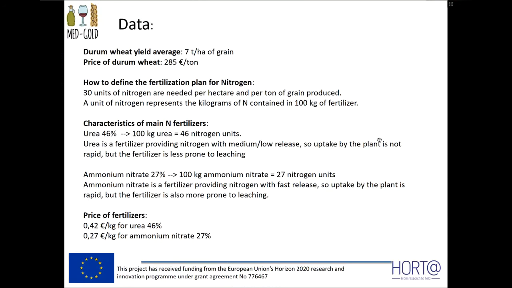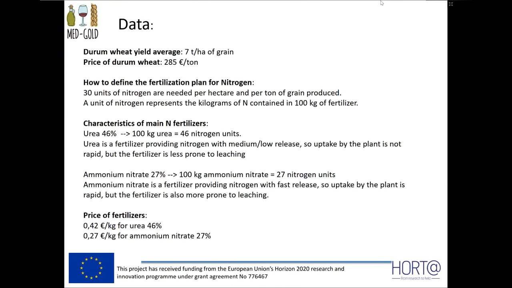In the second section, you find something about how to define the fertilization plan of nitrogen. In our model to predict the fertilization plan of the season, we start with a rule: we need usually 30 units of nitrogen for each ton of grain obtained by the field. So if you want to harvest 7 tons, you have to multiply 7 by 30 units. And this is the first step to predict the dosage to apply. But it's not so simple, because you have to change this first multiplication according to weather, according to soil features, and other quality aspects.